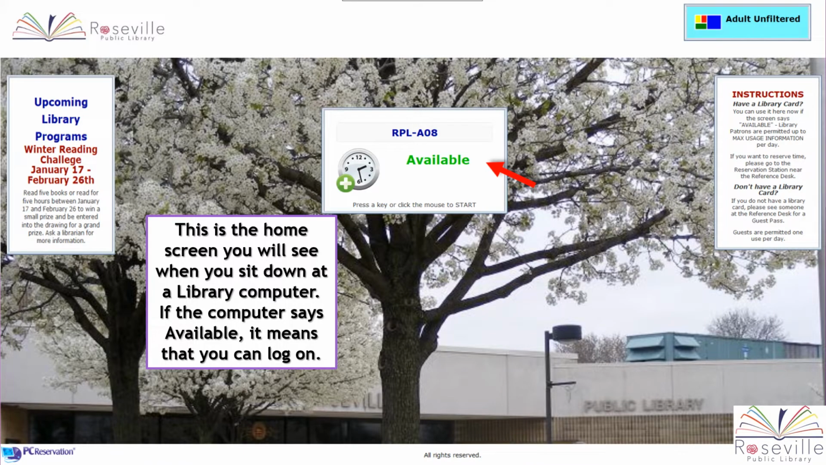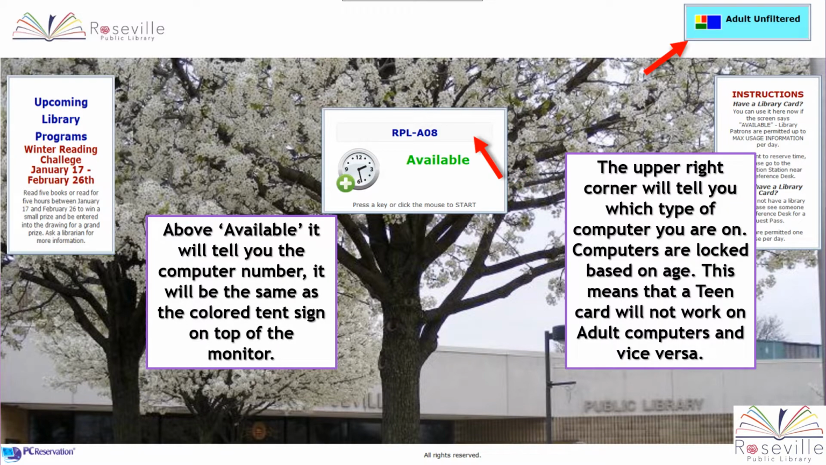This is the home screen you'll see when you sit down at a library computer. If the computer says available, it means that you can log on. Above available, it will tell you the computer number. It will be the same as the colored tent sign on the top of the monitor. The upper right corner will tell you which type of computer you're on. Computers are locked based on age. This means that a teen card will not work on adult computers and vice versa.